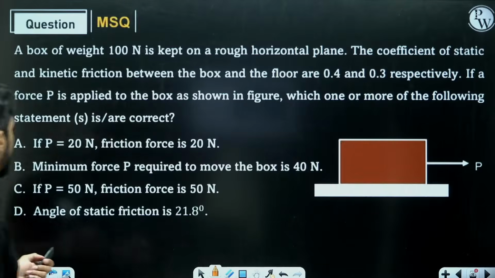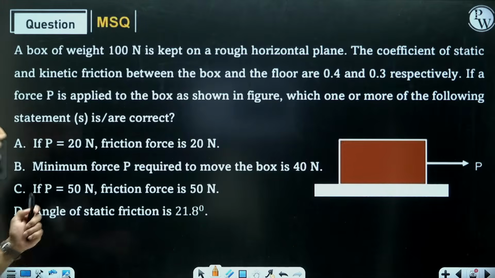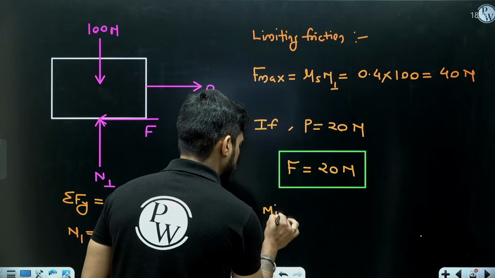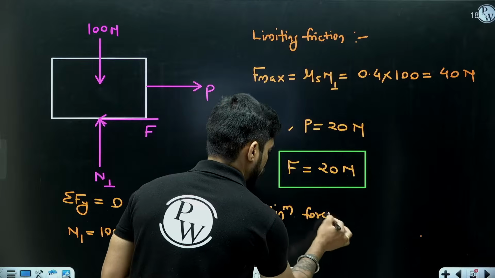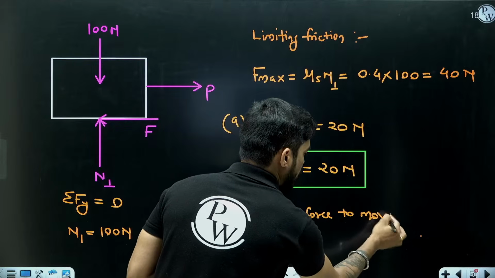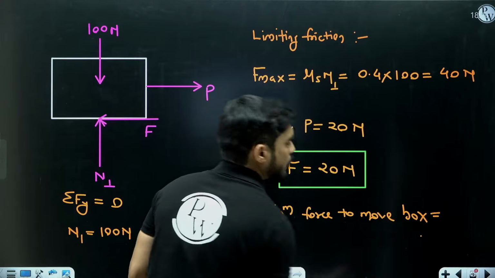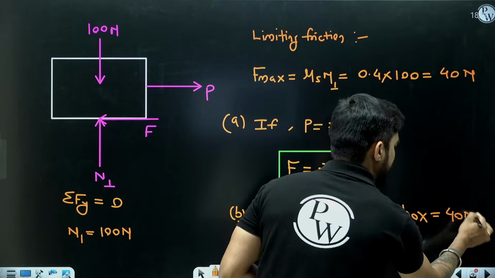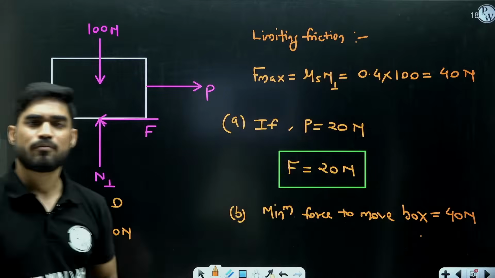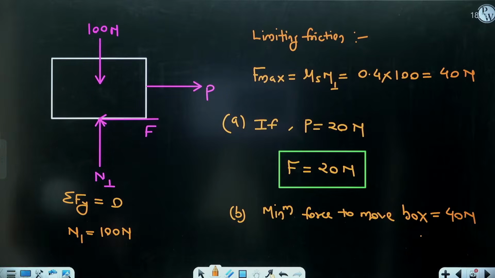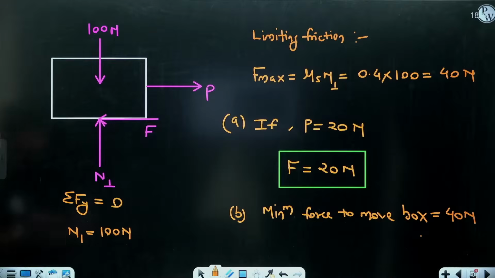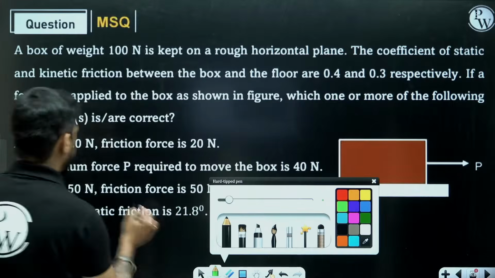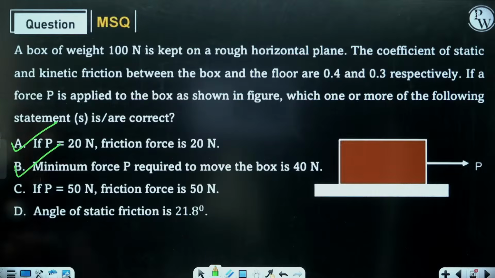Next question is the minimum force required to move the box. So the minimum force to move the box will be equal to how much? 40 Newton. Until and unless you apply a force more than 40 Newton, the box is not going to move. So the minimum force required to move the box is 40 Newton. So this statement is correct.